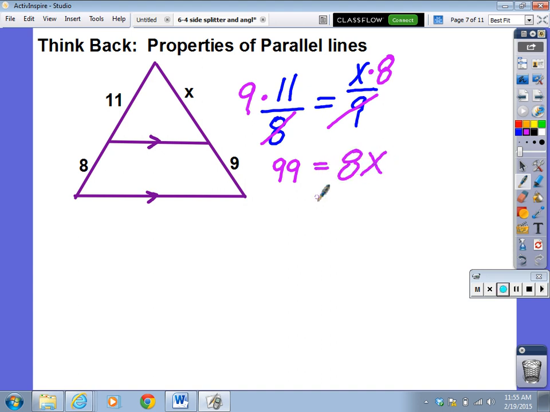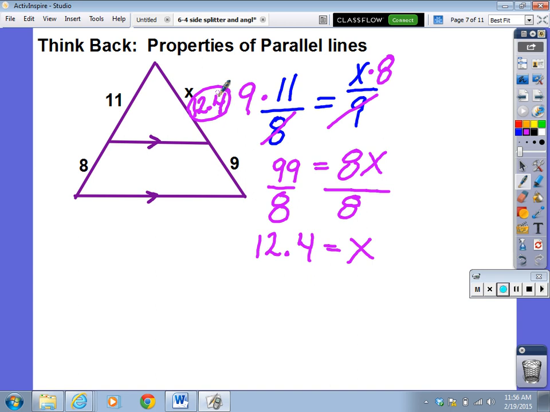How do I solve for x at this point? Divide by 8. What's 99 divided by 8? 12.4. So 12.375 will round to the nearest tenth, so 12.4 is equal to x. Okay, so let's see, are we done? Yep, we just solved for x, so x is equal to 12.4. Any questions?